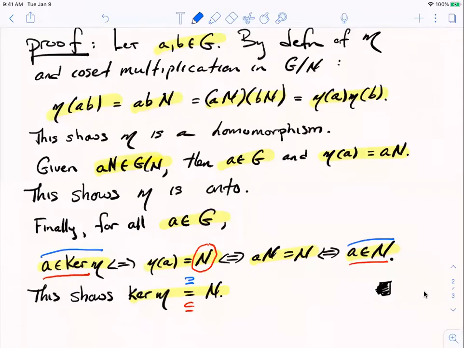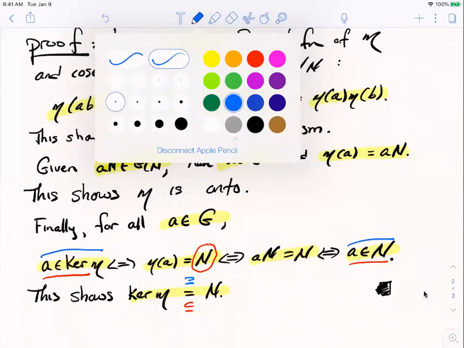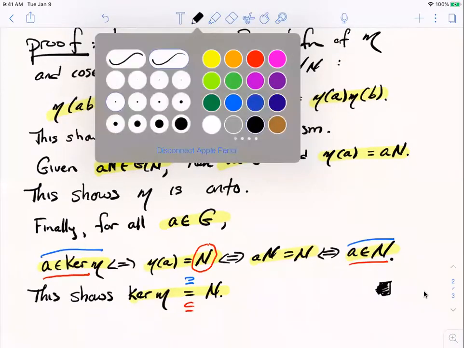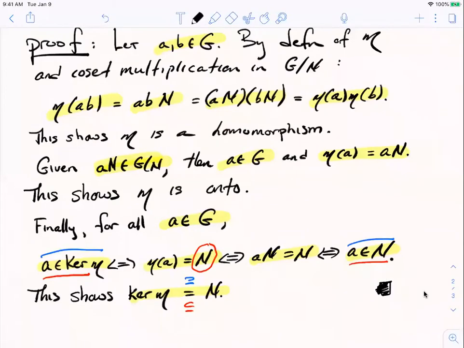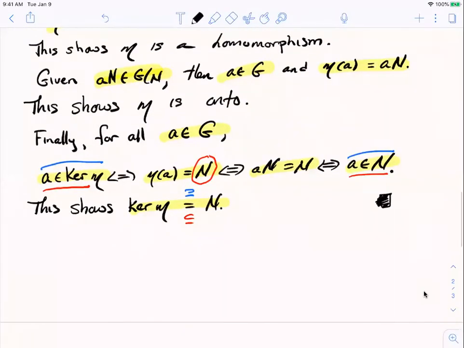Okay, so we're going to cut it right there for this short video. That was our goal. We wanted to show that subgroups are normal if and only if coset multiplication is well defined, and establish this very important fact that, given a group and a normal subgroup N of it, there's always an onto group homomorphism from G to G over N, and its kernel is N.